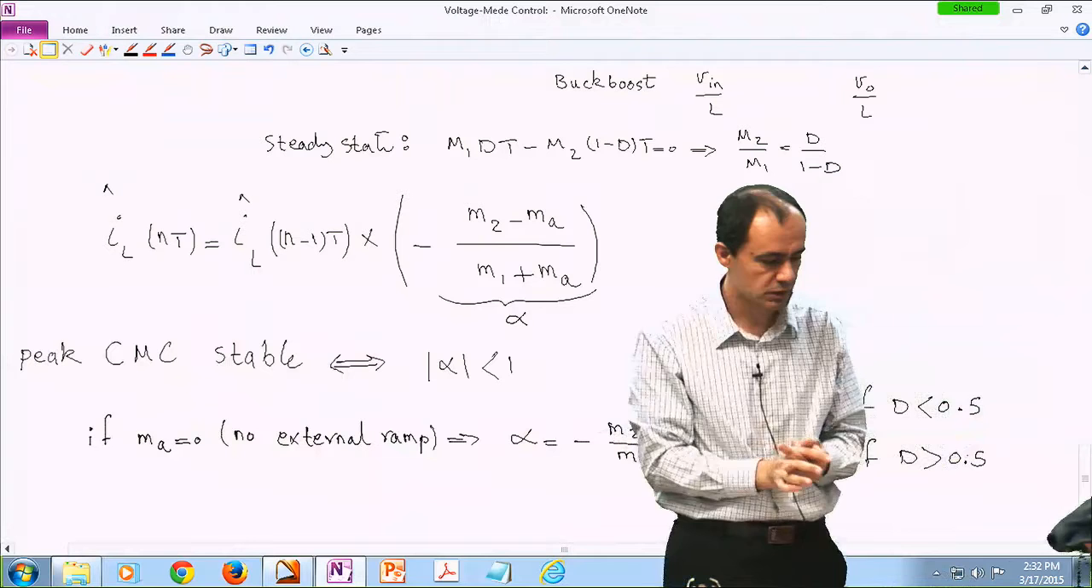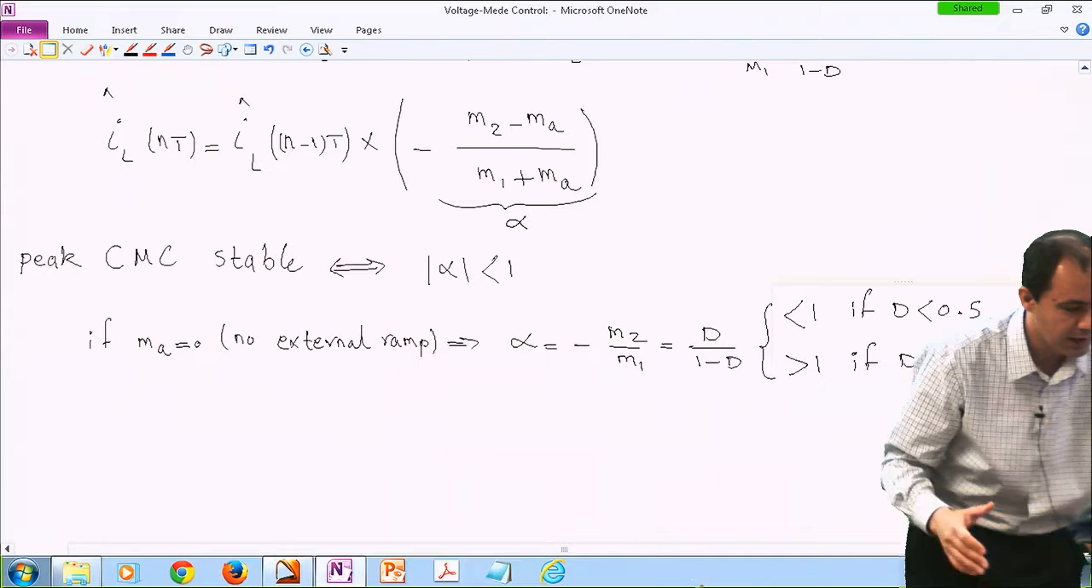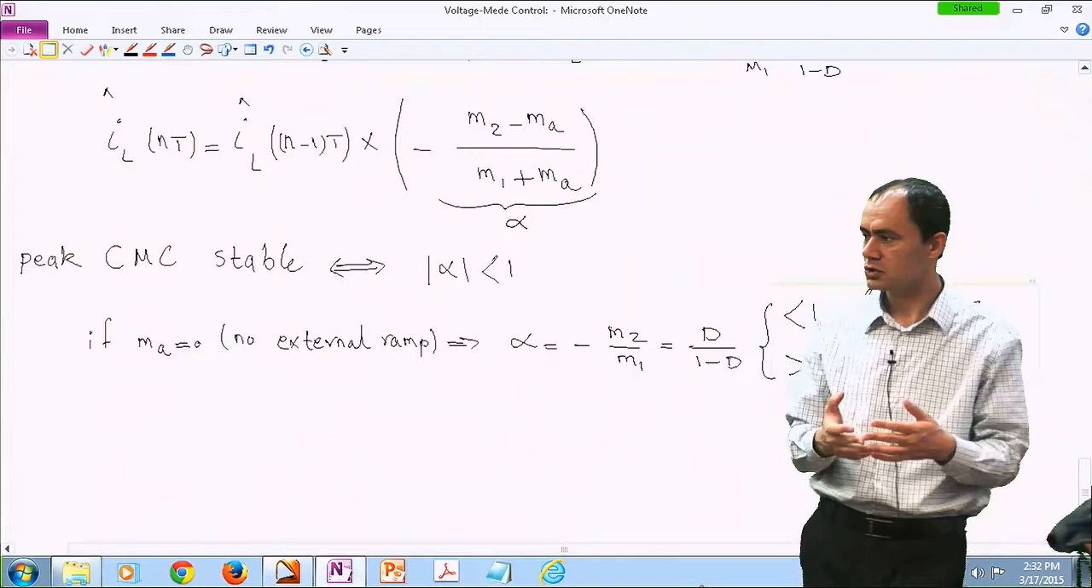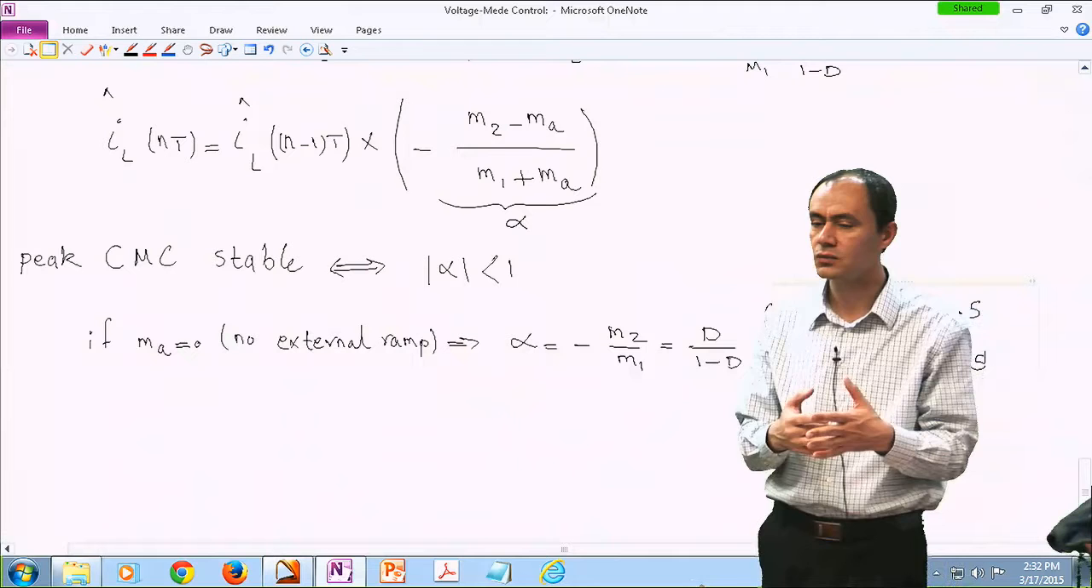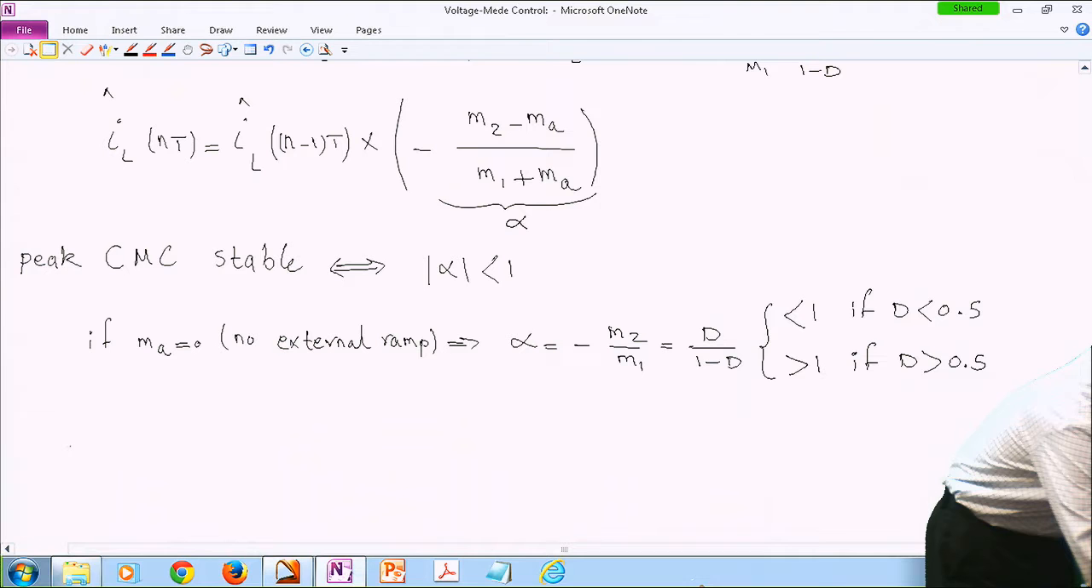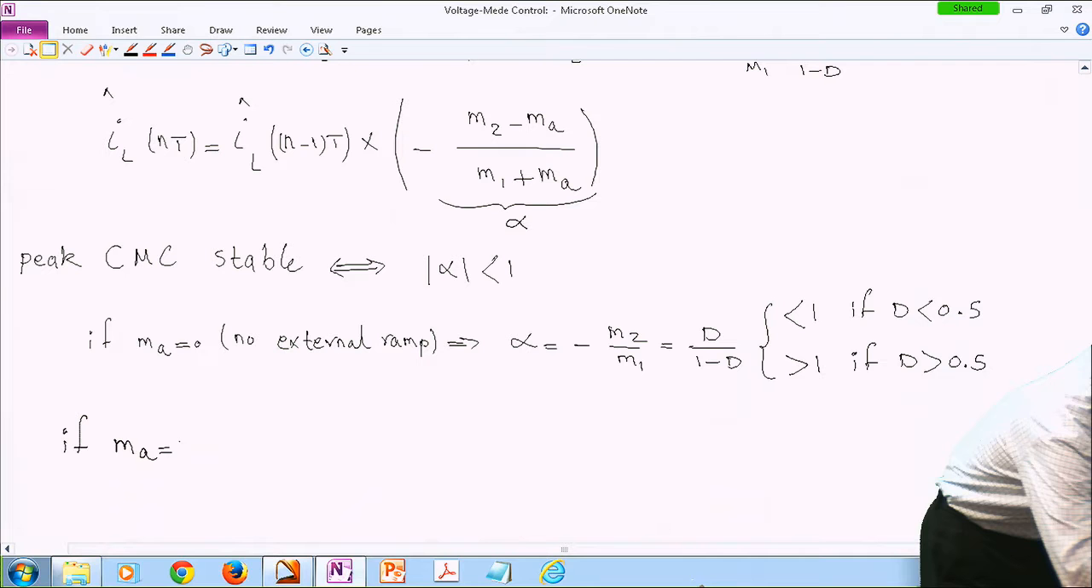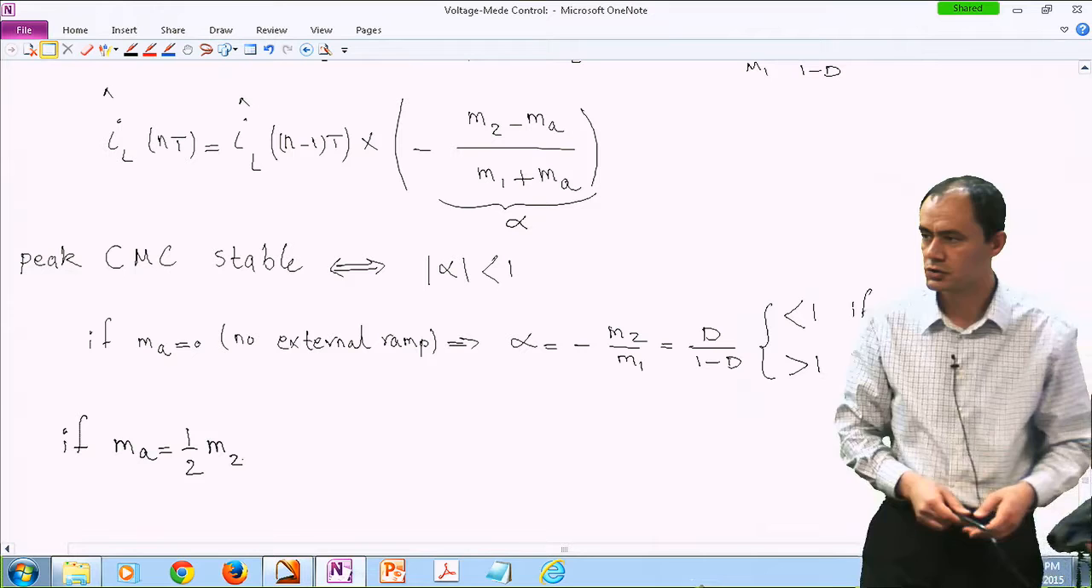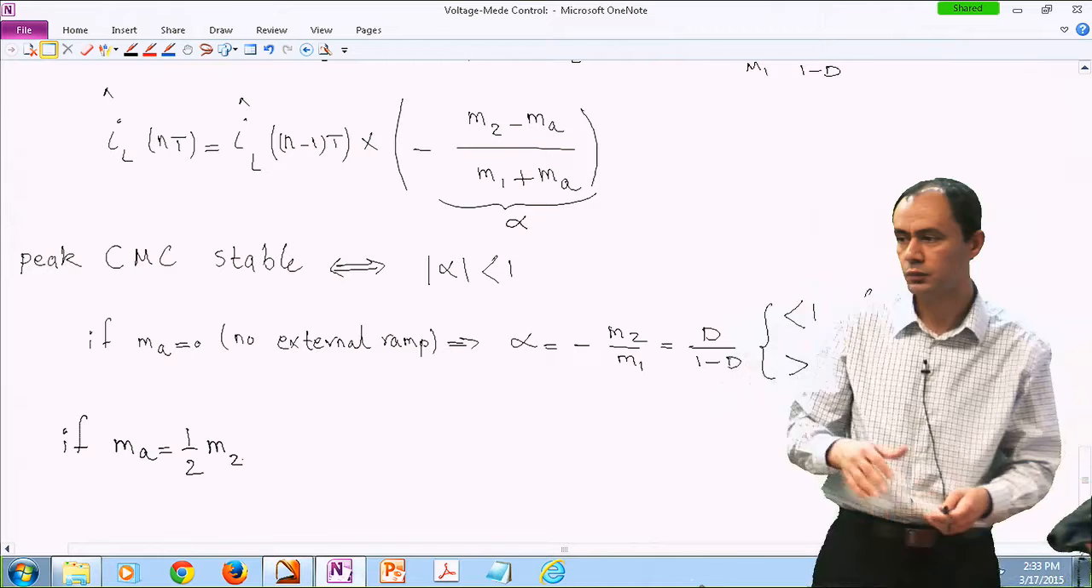So now you can argue that MA is actually our control parameter. Given the operating conditions, you can choose a particular value for MA to make sure alpha is always less than 1 regardless of the value of the duty cycle. For instance, as the designer of the converter, we know what our input voltage is, approximately what our output voltage is, and what the value of our inductor is. So finding M2 is not very hard.